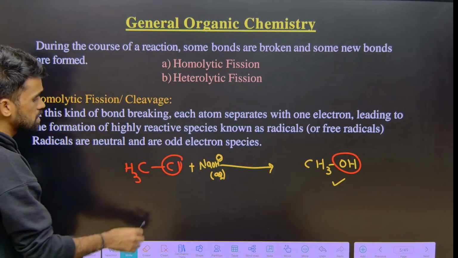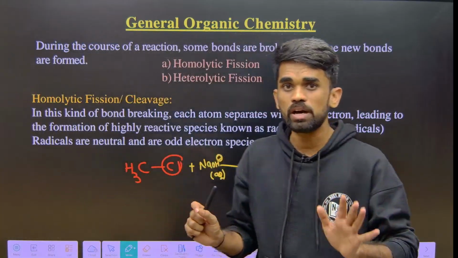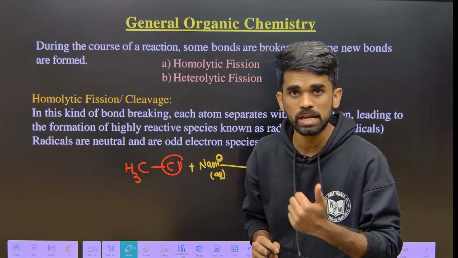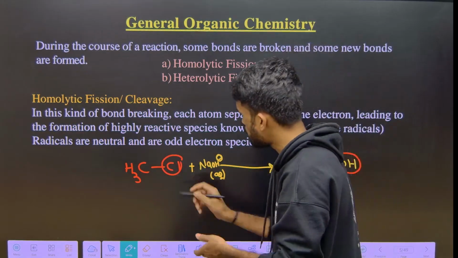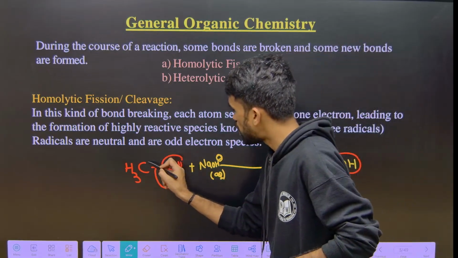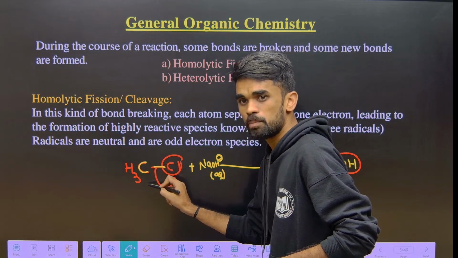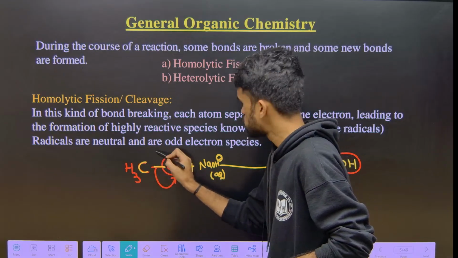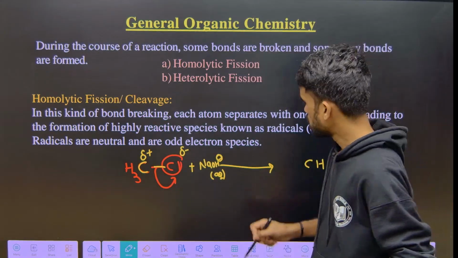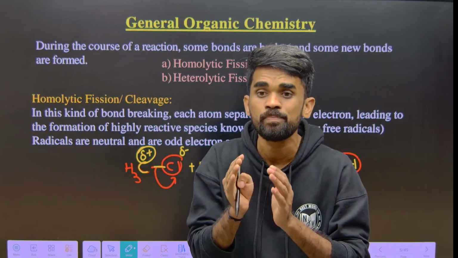Organic reactions are very easy once you are clear with the concept. Look here: carbon and chlorine, which is more electronegative? Chlorine is more electronegative, so the bonded electrons are taken towards the chlorine side. The bonded electrons are taken by chlorine, so carbon gets a partial positive charge, because it is losing the electron, and chlorine gets a partial negative charge. Therefore, carbon has electron deficiency.